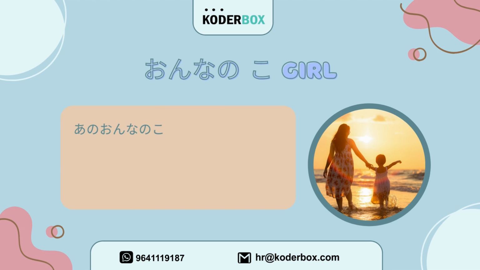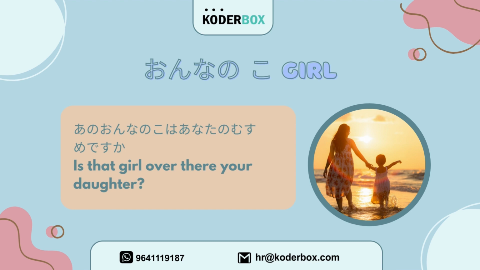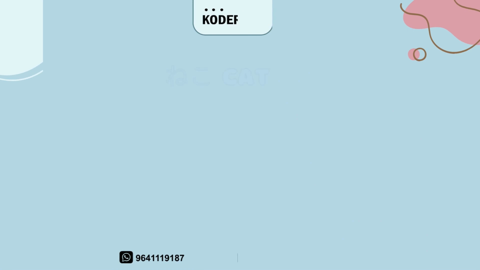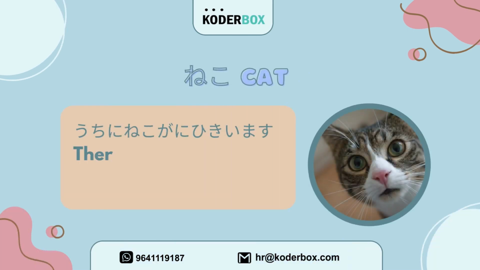Seventh, onna no ko, girl. Ano onna no ko wa anata no musume desu ka? Is that girl over there your daughter? Eighth, inu, dog. Watashi wa inu ga suki desu. I like dogs. Ninth, neko, cat.